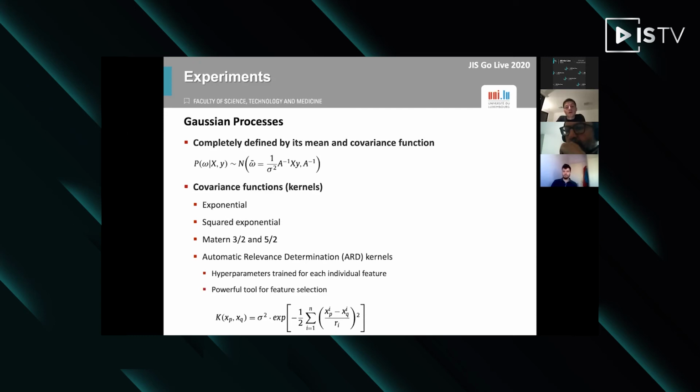And if we also use the automatic relevance determination kernels, they actually contain hyperparameters. One of their hyperparameters can be trained for each of the individual features, which is very handy because in this case, we can actually estimate the importance of each of the individual features. This is actually the parameter Ri given here. And by estimating the importance of each of the features, we can also perform feature selection very effectively.